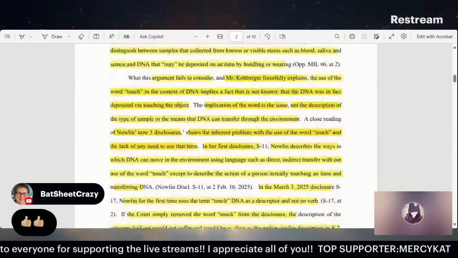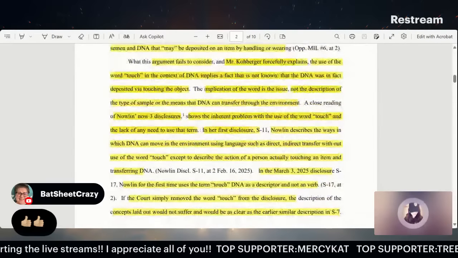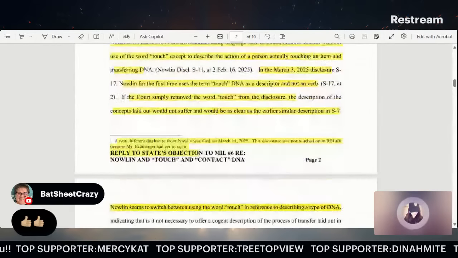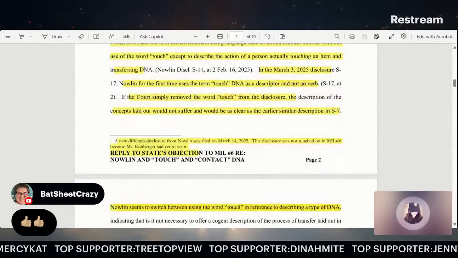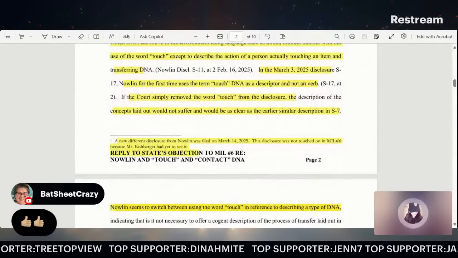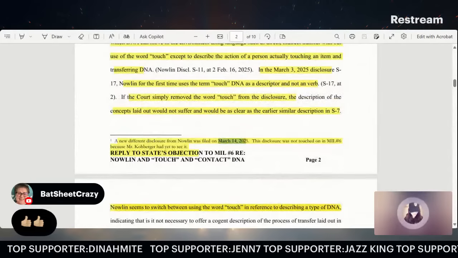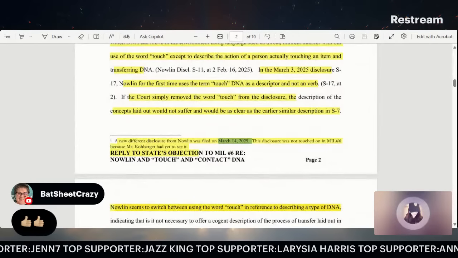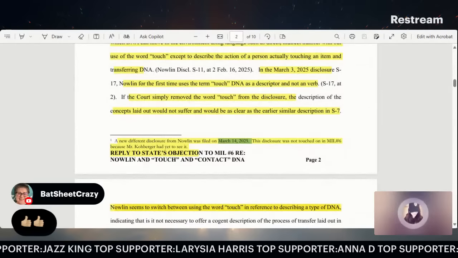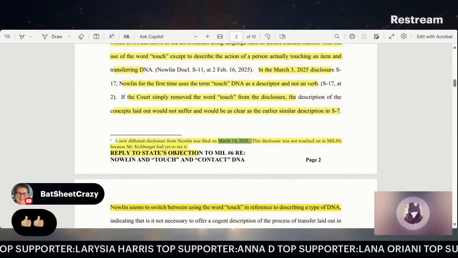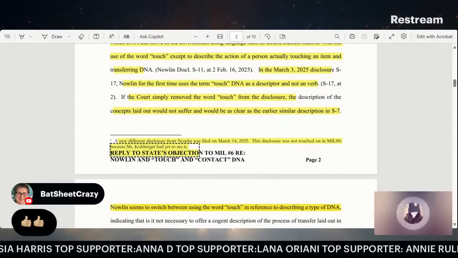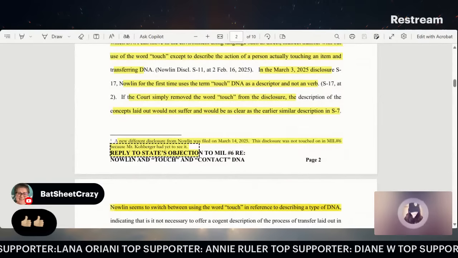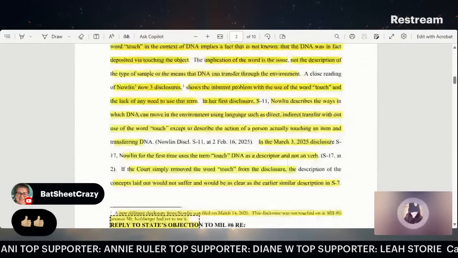A close reading of Nowlin's now 3 disclosures. Footnote 1 here says she has a new, different disclosure from Nowlin that was filed recently, March 14th, 2025. This disclosure was not touched on in motion in limine number 6 because Mr. Kohberger had yet to see it. So isn't that interesting? She got to file a new disclosure on March 14th, 2025. Okay, so that was footnote 1.